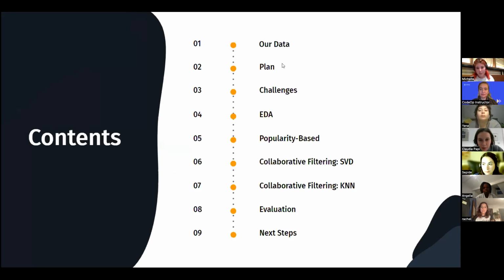Yeah, so this is the plan for our presentation. First, we are going to explain a bit the data that we used, the plan, the rationale for how we decided to tackle issues, and the challenges as well. Then we're going to have a look at how we explored the data available. And then we are going to go through the 3 different models that we created, namely popularity-based, 2 collaborative filtering systems, and then finally we'll have a bit of evaluation of the models and future recommendations as well.